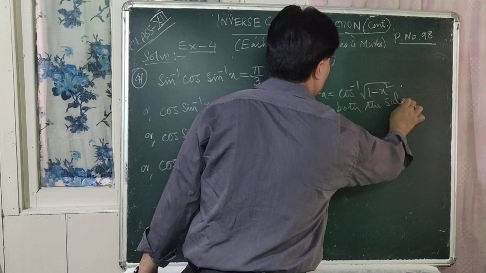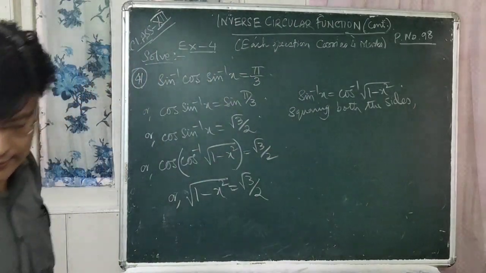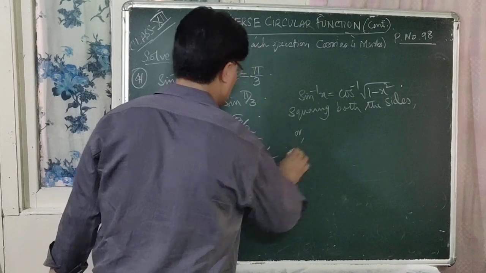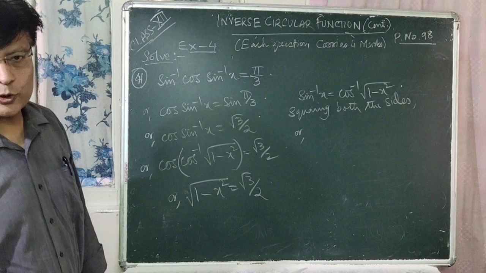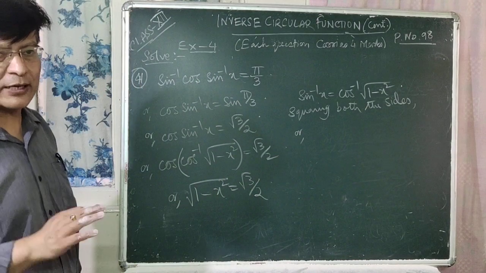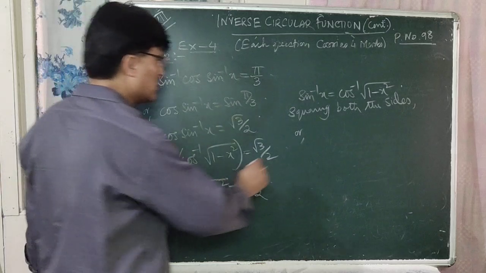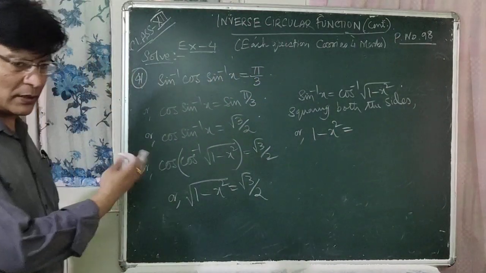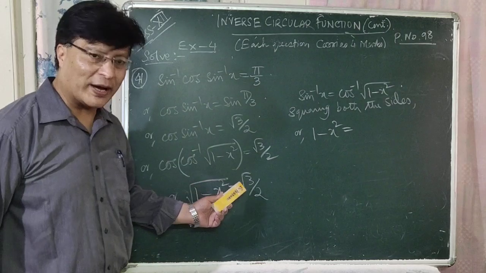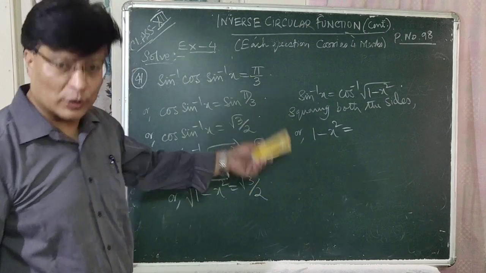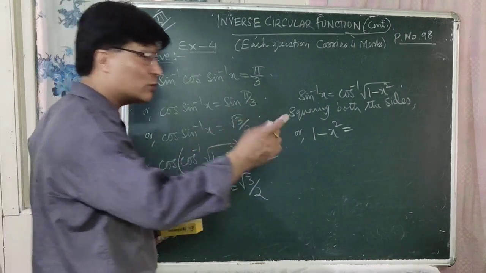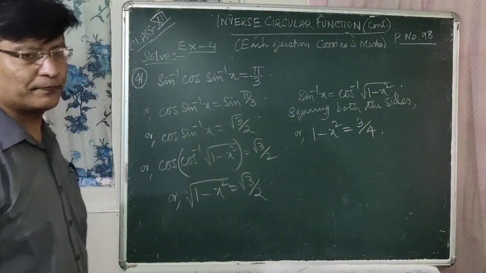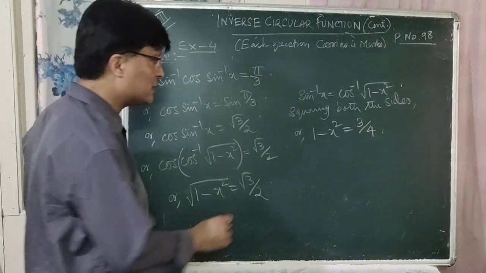So squaring both the sides, right? So what do we get squaring both the sides? If you square the left hand side, you can remove the square root. That is, the square root will be removed. 1 minus x square is equal to, now the right hand side is also squared, root 3 by 2 whole square. So what is root 3 whole square? That is only 3. What is 2 whole square? That is 4. That is 3 by 4, right?